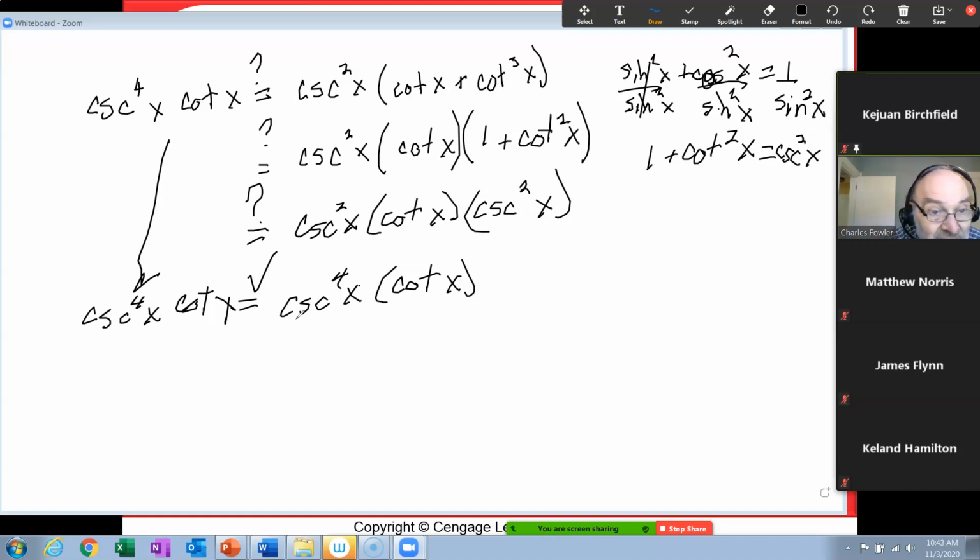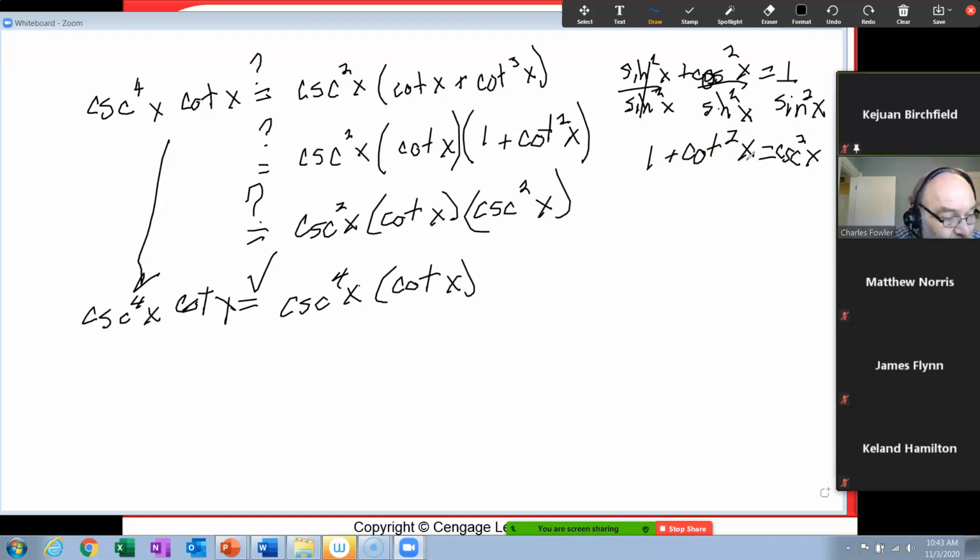Cosine u over sine u is... Anybody? Do you see my pen? Cosine x, this is cosine squared x over sine squared x, is cotangent squared x. So if you didn't have the squares there, that would just be cotangent x.